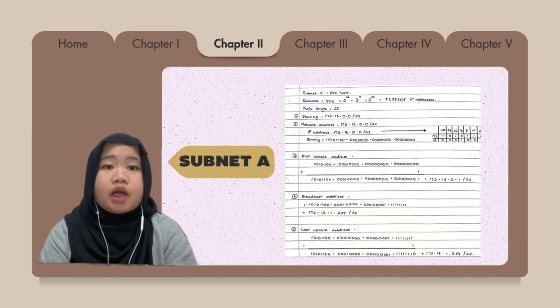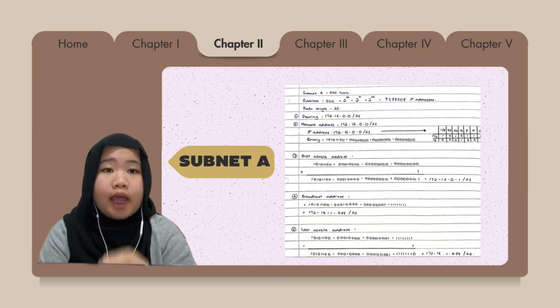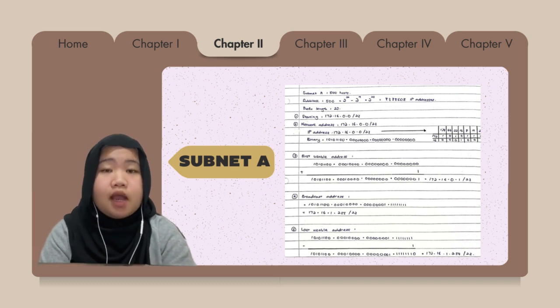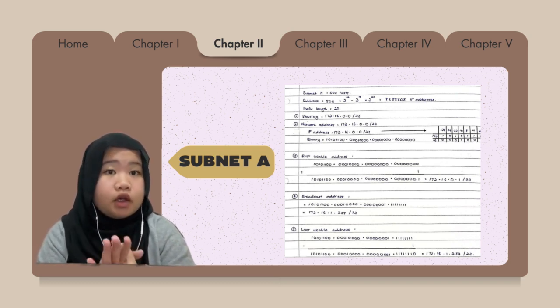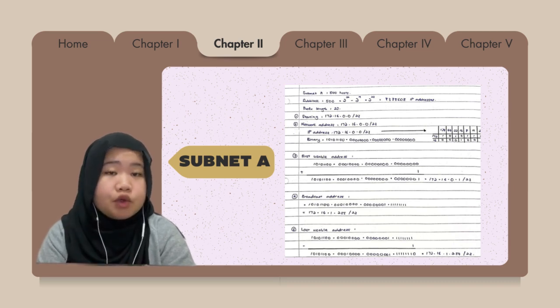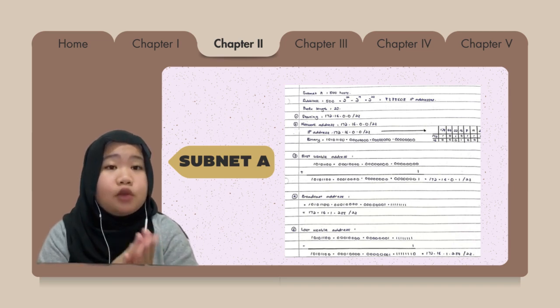So first we're going to count for subnet A, 500 hosts. First of all, we're going to find the prefix length. With that, we're going to use the formula 2 to the power of 32 minus n, where n is the number that we pick that is bigger than the question given. The question given is 500 hosts, so we're going to pick a number bigger than 500, which is 2 to the power of 9, equals 512.